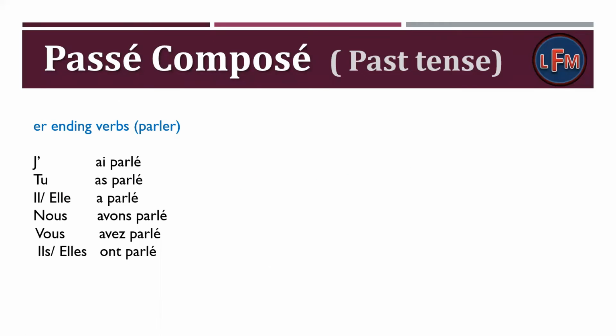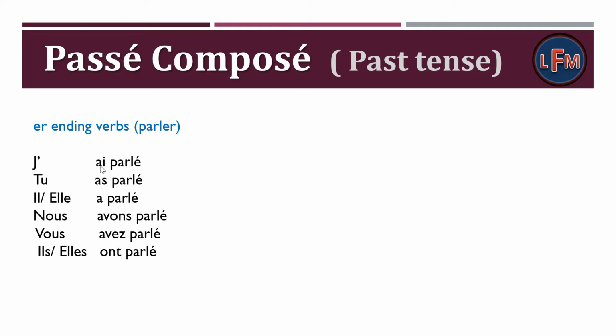Now we will learn the full conjugation of all the verb groups in past tense. ER ending verbs like parler: j'ai parlé, tu as parlé, elle a parlé, nous avons parlé, vous avez parlé, elles ont parlé. Here, as I said, in this video, we are doing the verbs with avoir.